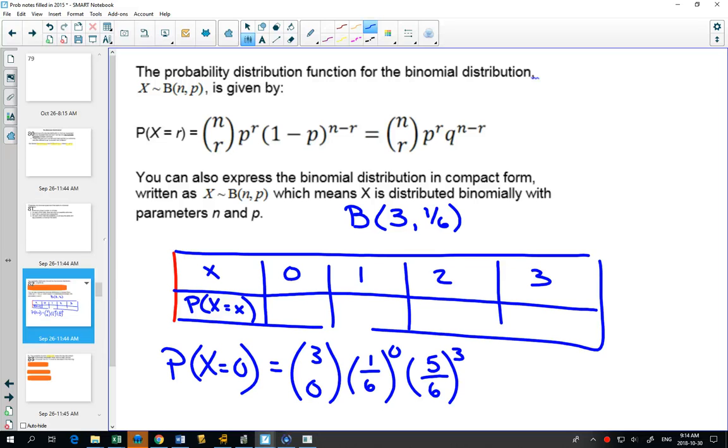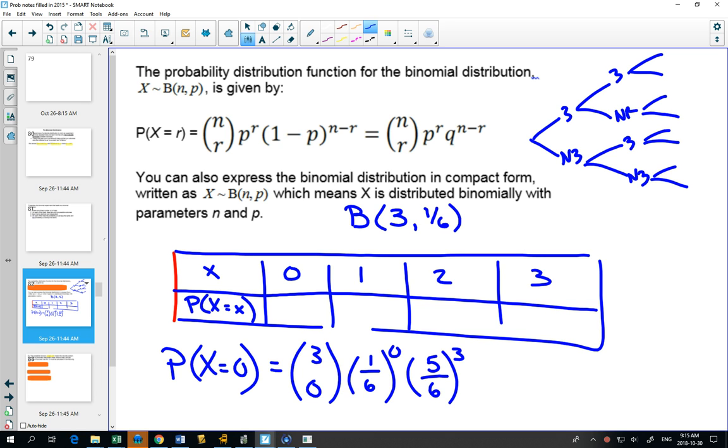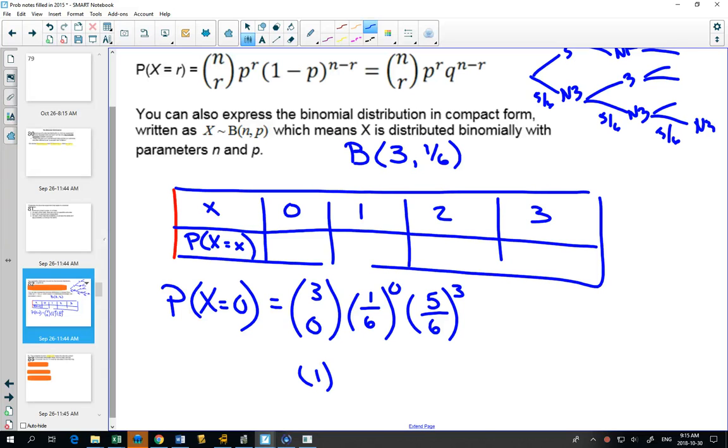I mean, you could make a tree diagram for this, right? 3, not 3. Second time you could get a 3 or a not 3. And the third time, same thing. Does it make sense that this 0 is only represented by the branch that's not 3, not 3, not 3? And each of those branches will be 5 out of 6, 5 out of 6, 5 out of 6. Look at our formula. Our formula says 3 choose 0, that's 1. 1/6 to the 0, because it never happens, that's 1. And then we have our 5/6, 5/6, 5/6 to give us 125 over 216.